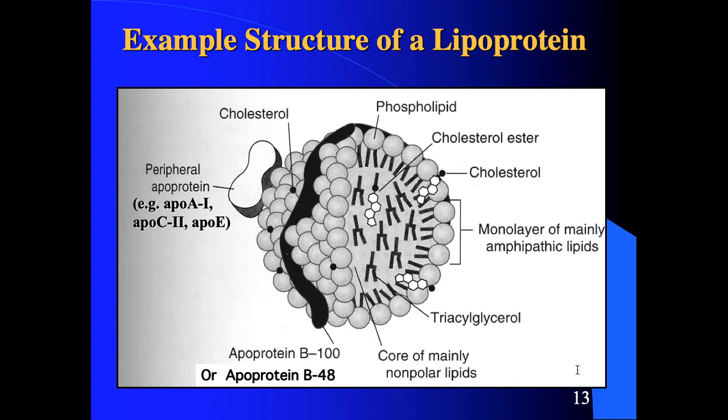Here's cholesterol. What does that little black circle mean? That's the hydroxyl group, right? It's a little bit polar. That puts it in that position on the outside of that lipoprotein.